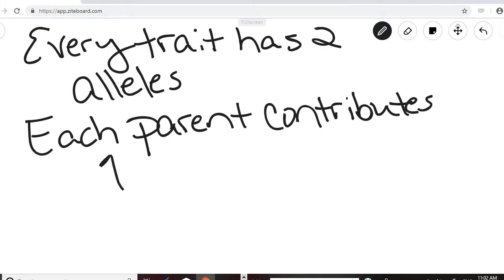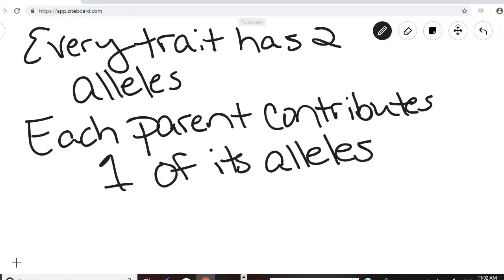Now, this is for sexual reproduction, because in asexual reproduction, obviously, you're just reproducing with one organism. So each parent contributes one of its alleles to the offspring.